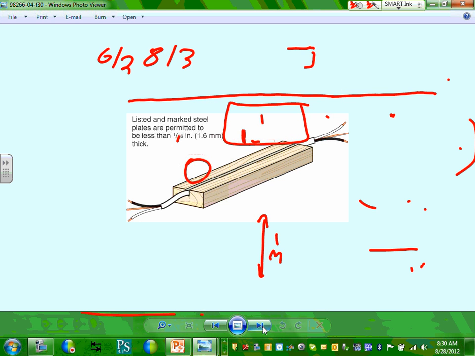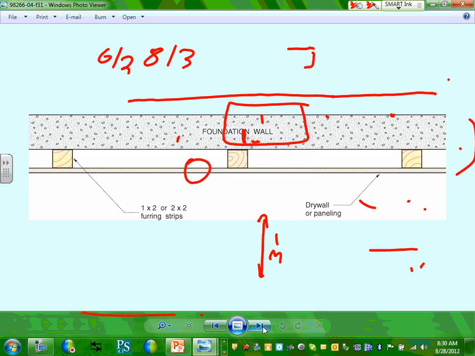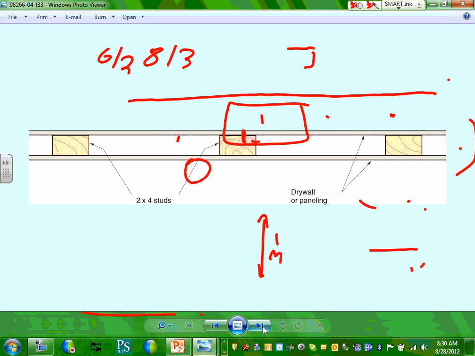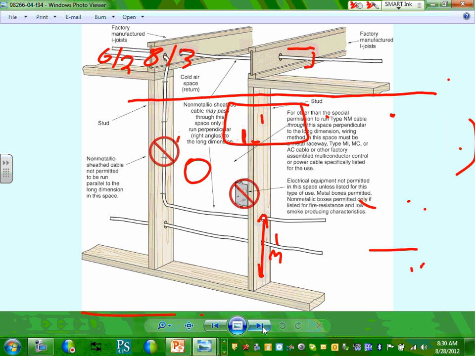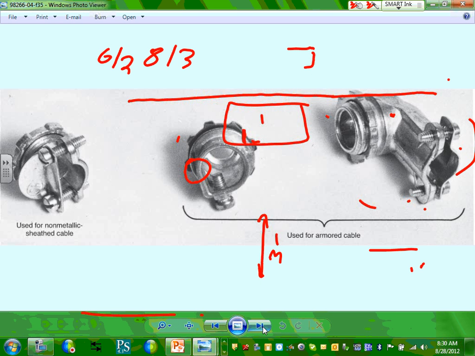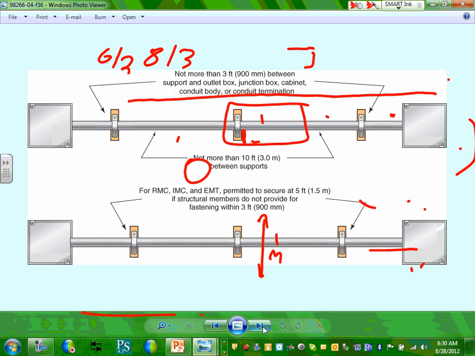We talked about this one, grooves, in order to get them in, but you have to support them within 1/16. So all these, guys, are a couple of basic applications that you have. Hardware that you can use with non-metallic and armor cables. I want to emphasize here a little bit the conduit.